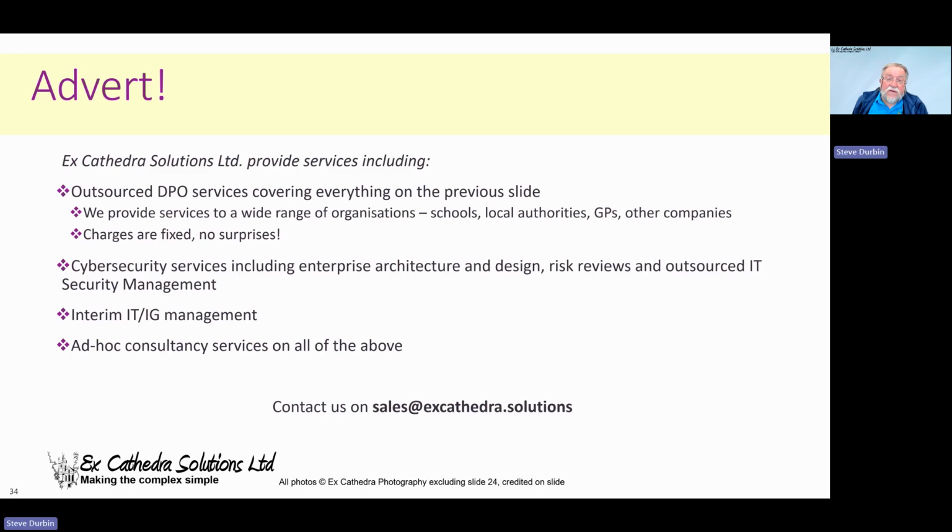We also provide interim IT and IG management. That was my main field before I started the company, so we're good at that. And we do ad hoc consultancy at fixed prices for all of those things.